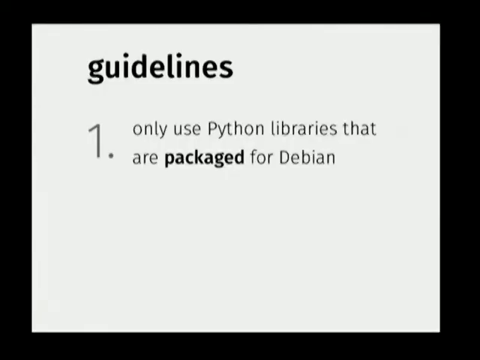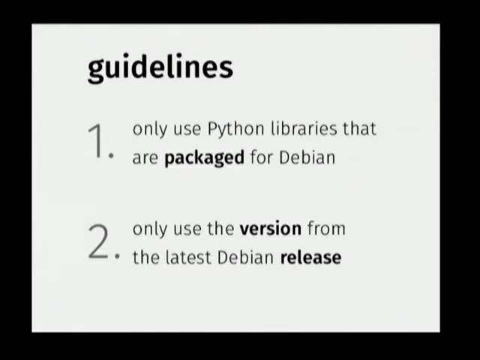Now, when we started the project, we decided to add a few rules to simplify the maintenance burden that we were going to have running this thing. First one was only use Python packages that are packaged for Debian. So if I want to use a Python library, and it's not in Debian, well, I need to find another one that is in Debian, or package it myself and wait until the next release or something like this. Secondly, only use the version that's in the latest Debian release, which means that right now I don't use Django 1.6, which is the latest stable release of Django. I use 1.4, and I'll upgrade to 1.6 whenever I upgrade to Jessie. So that's what it means in practice.